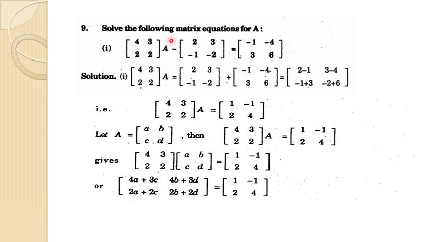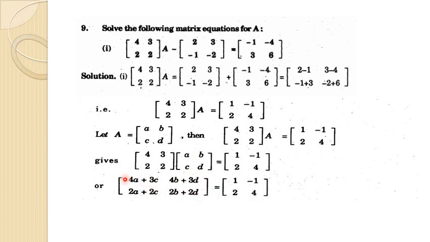And now question number 9, solve the following matrix equation. For this matrix of A minus this is equal to this, first of all you have to add from there. So just add these two matrices so you can get this thing. Okay, now this is A. So right now you don't know the matrix A. So let's suppose matrix A is equal to a b c d. So it will become 4 3 2 2 times a b c d equals 1 minus 1 2 4. Okay. Now first row first column, first row second column, second row first column, second row second column.